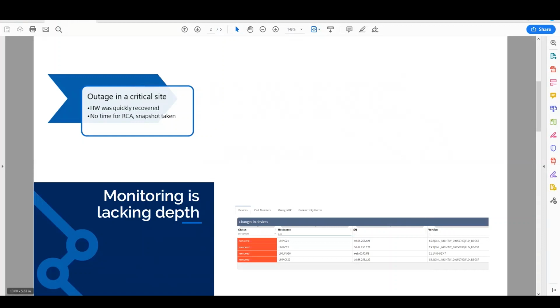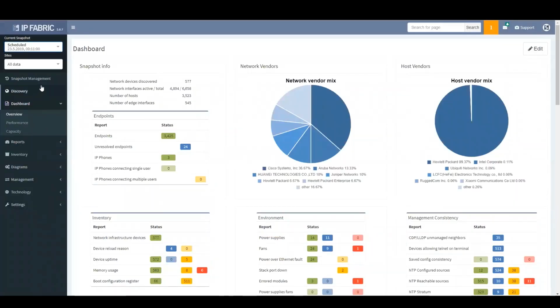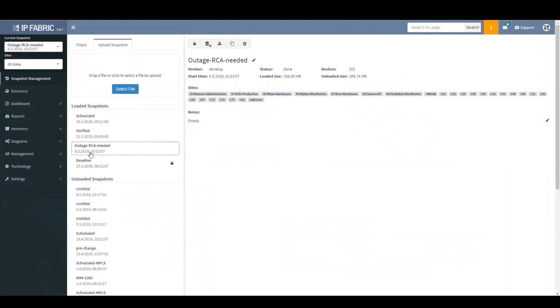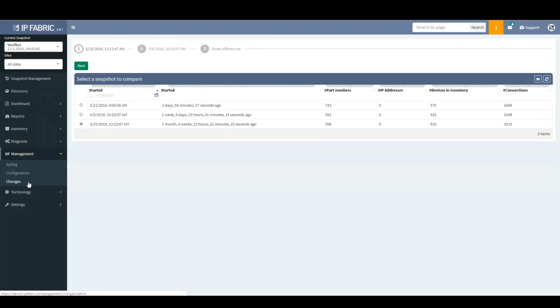As monitoring is lacking in depth, IP Fabric takes a full and complete snapshot of the whole network state. So in this case, from the time when the issue was happening, operators took a snapshot of the failing network for engineers to be able to analyze root cause later on. We also took a snapshot at a different time, which we know that the network was working because it was verified by the user.